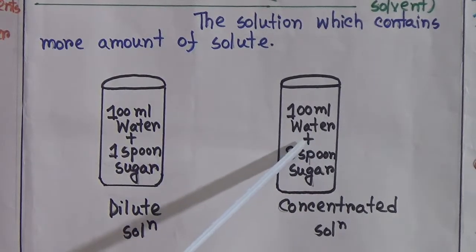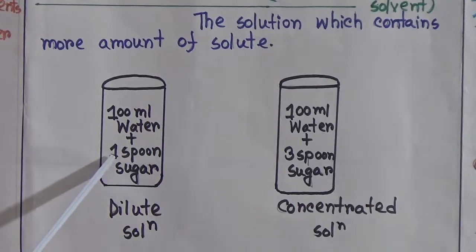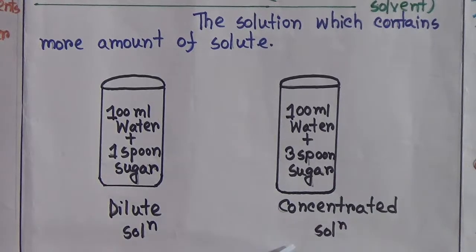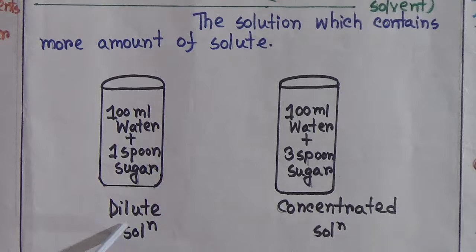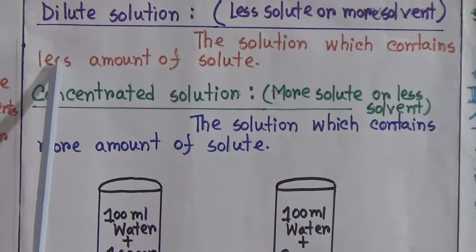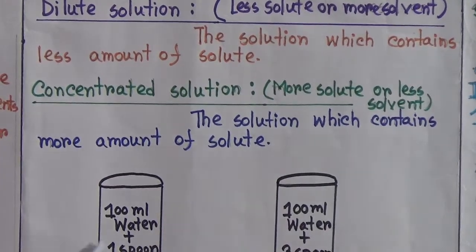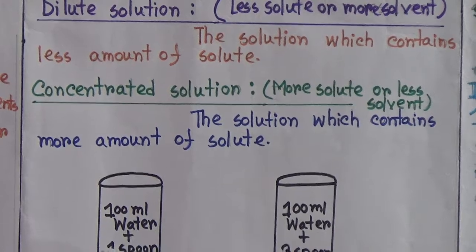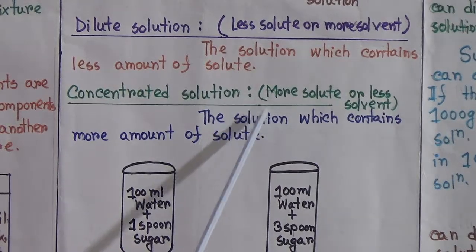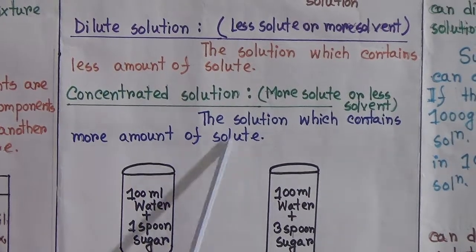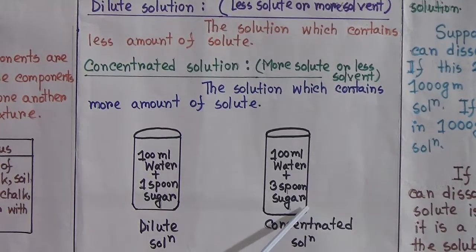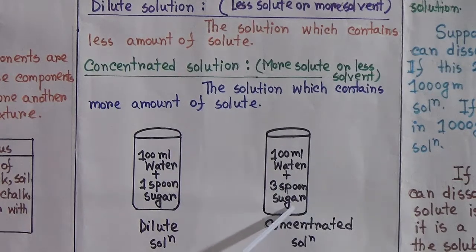If we taste the solution in the second beaker, we can feel that it is sweeter than the first one. That means the second beaker is known as concentrated solution and the first one is dilute solution. Now, what is a dilute solution? The solution which contains less amount of solute. Look here, we provided 1 spoon of sugar, so the amount of solute is less. Concentrated solution is the solution which contains more amount of solute. Here we have provided 3 spoons of sugar, so the amount of solute is more.